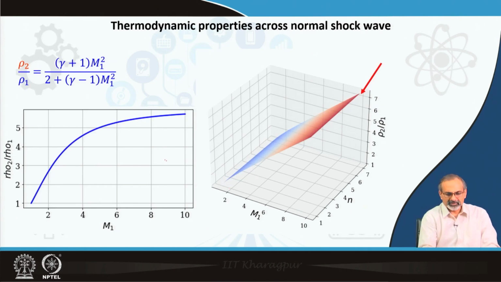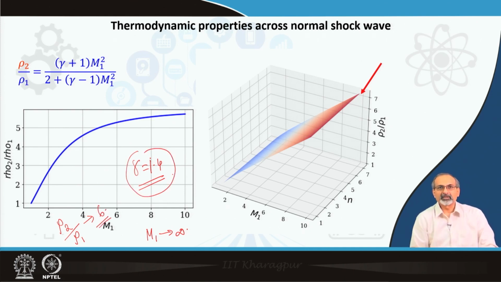The effect becomes a little more visible when we consider the density ratio. As M1 tends to infinity, you might recall in one of our earlier lectures we had shown through a limiting exercise that the density ratio will tend to a value of 6. If we consider that even at much larger values of upstream Mach number, the gamma would still remain constant, that is what it will saturate to as the upstream Mach number becomes really high.